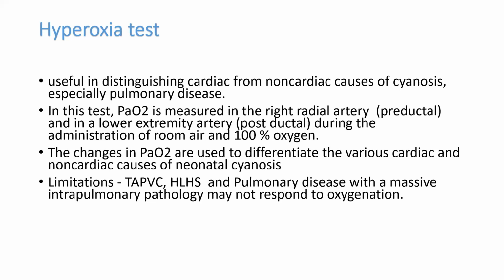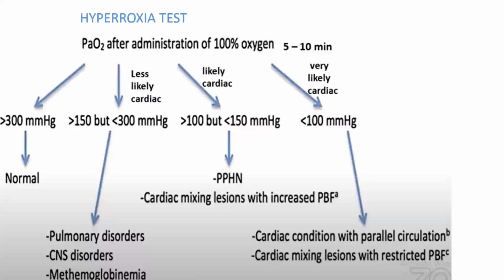It might have limitations. For example, conditions like pulmonary disease with massive pulmonary pathology or massive hemorrhage may not respond to oxygenation as well. But when you do that and you measure partial pressure of oxygen and you find it's more than 300 millimeters of mercury, then that is normal.